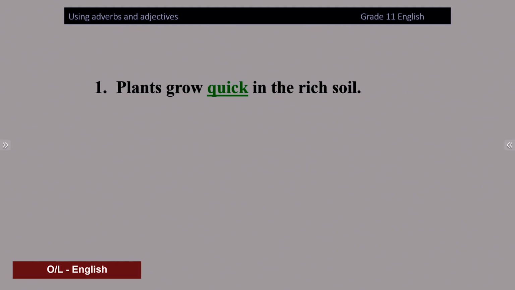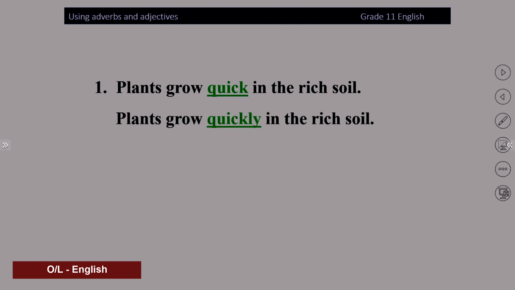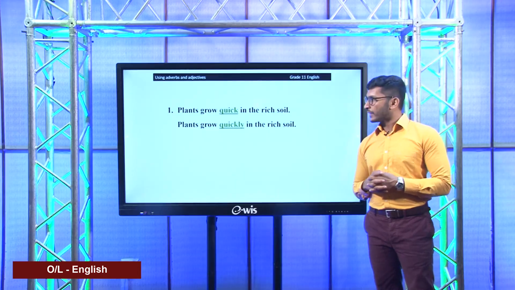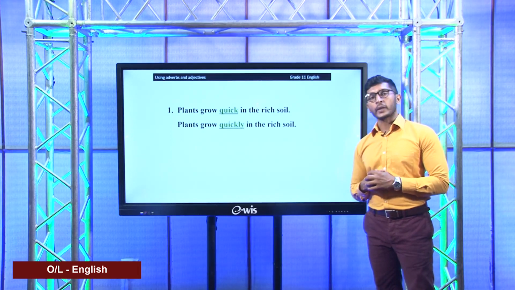Plants grow quick in the rich soil. Can we say plants grow quick? We already know quick is an adjective. It describes a noun. Here we cannot use the word quick. Let's see the answer. Plants grow quickly in the rich soil. If you provide rich soil, how will the plants grow? The plants grow quickly. So here we have the adverb form, not quick.